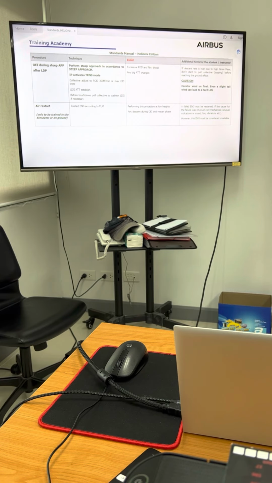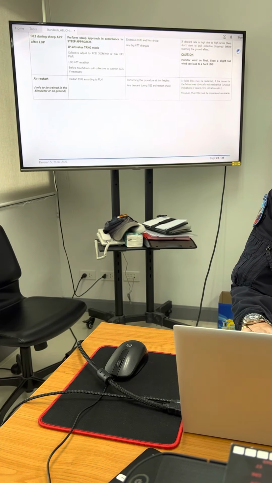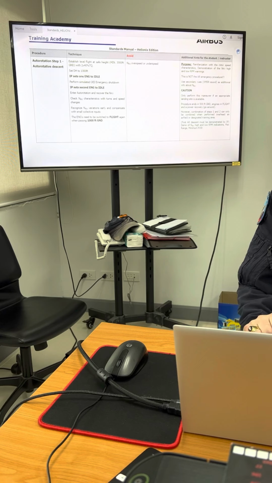Air restart, we don't do it in flight. We can simulate it on ground or on the simulator. Auto rotation.